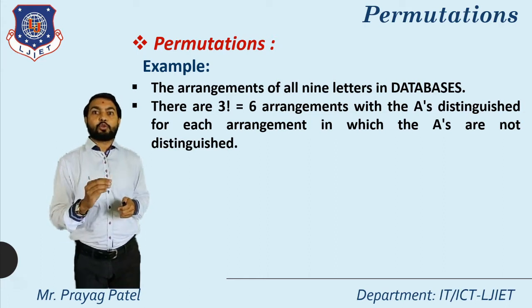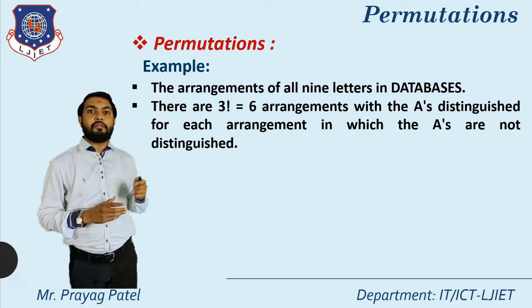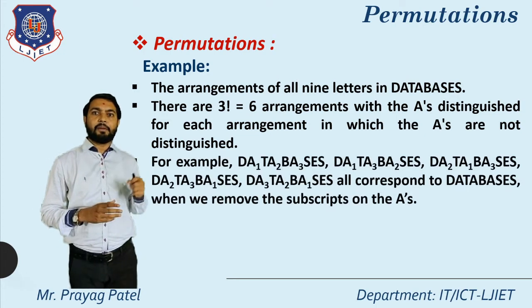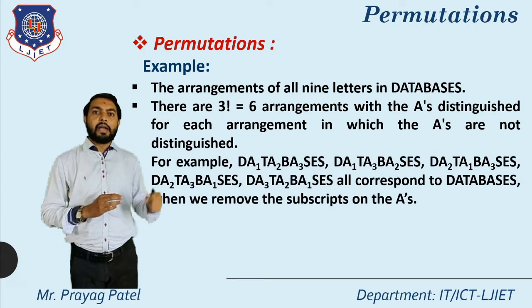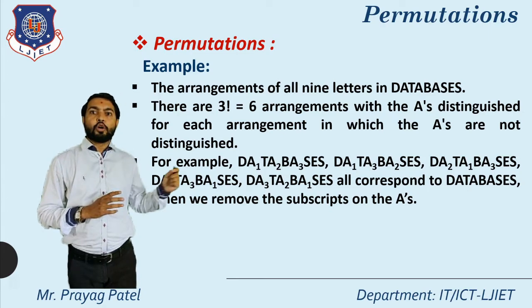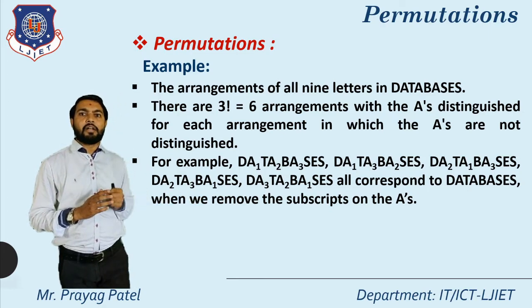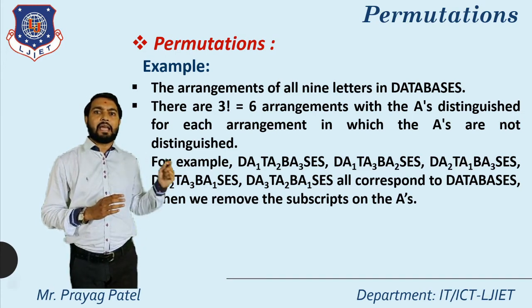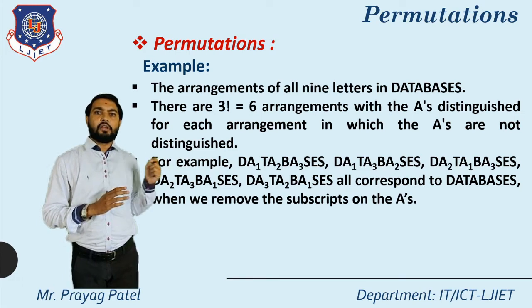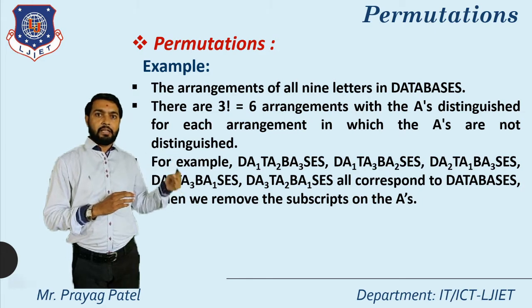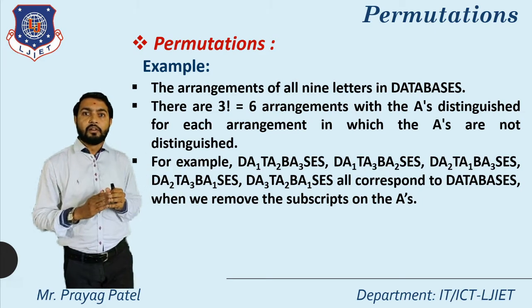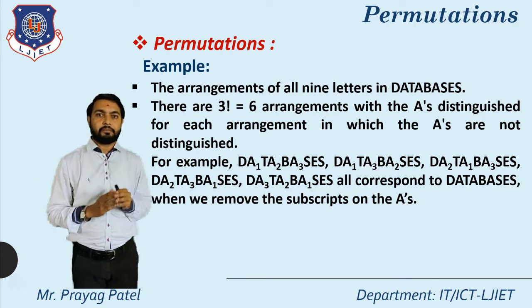So here 3 factorial is equal to 6 arrangements with the different values of A. We consider the different values of A as A1, A2, A3. So an arrangement is like this, for example D, A1, T, A2, B, A3, S, E, S. Second, first we use A1, then A3, then A2. So these are all different arrangements for A1, A2 and A3.